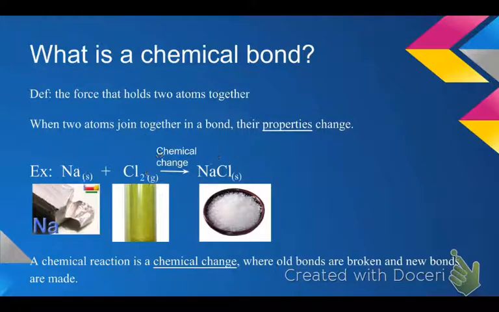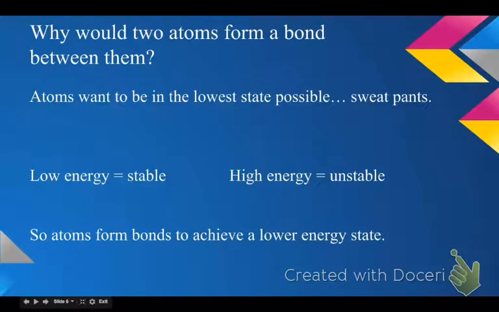Cool stuff. Okay. So let's talk about why atoms would want to form a bond. And the answer to that goes back to sweatpants. Atoms want to be in the lowest energy state possible. And so when they're in a low energy state, that means they're very stable. And when they're in a high energy state, that means they're very unstable. So because atoms are lazy, they would only form bonds if it helps them achieve a lower energy state. If it helps them do that, then they will form a bond. If it does not help them do that, they won't form a bond.